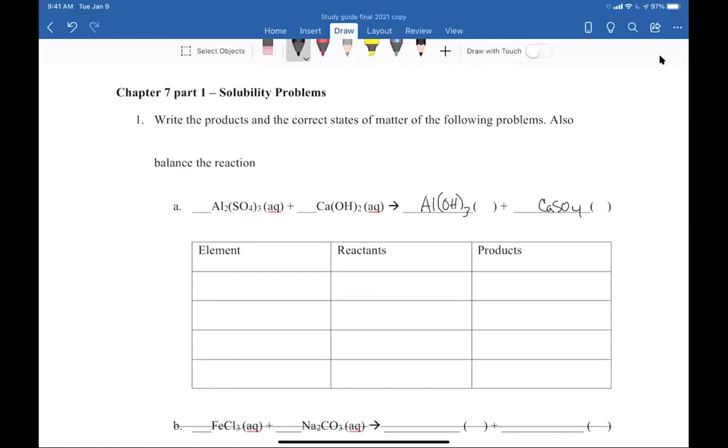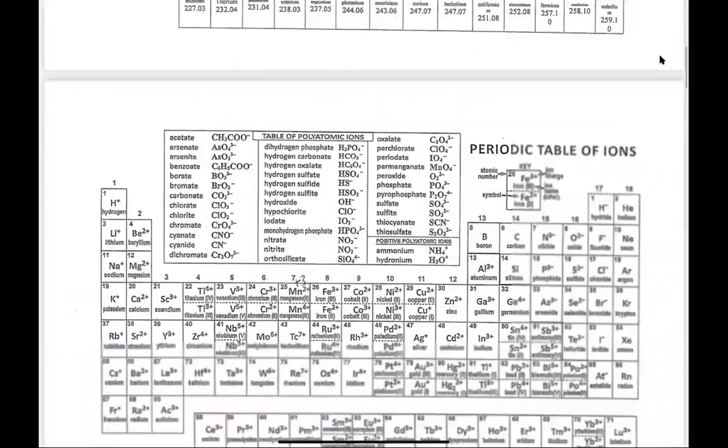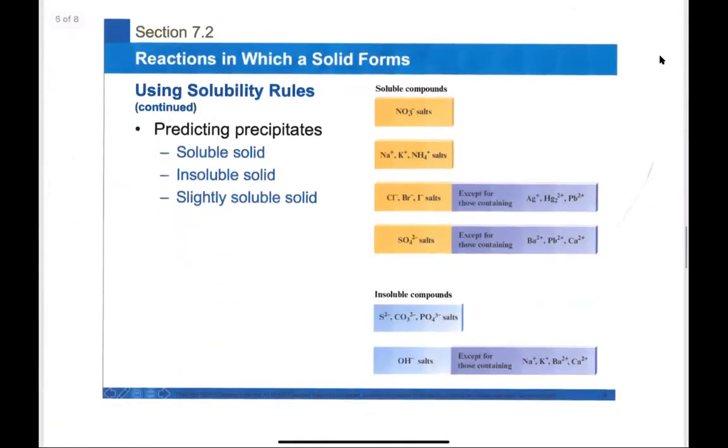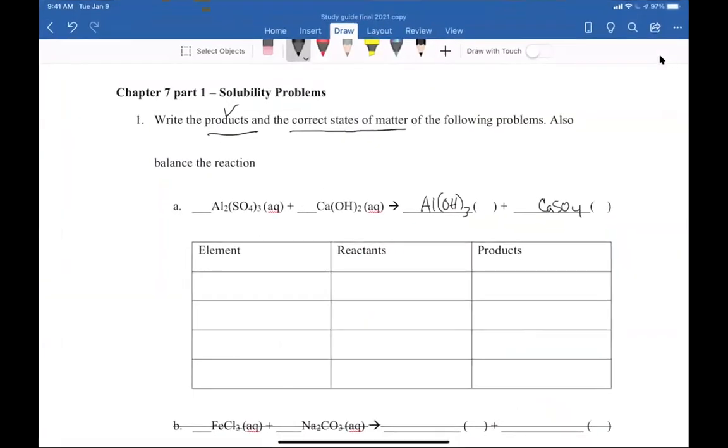All right, so we wrote the products. Now we need to write the correct states of matter. How do we do that? We go to page 5 of this, the solubility rules. Predict whether something's soluble or insoluble. Those are your states of matter.